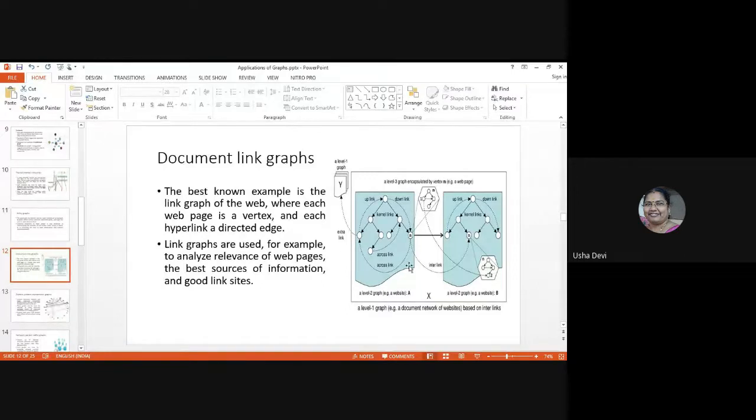Okay, like this, you may have a level 1 graph, level 2 graph, etc. Those documents have to be mentioned under this document link graph, showing from where to where it goes. It can always make use of directed edges, and sometimes you may also have hyperlinks.